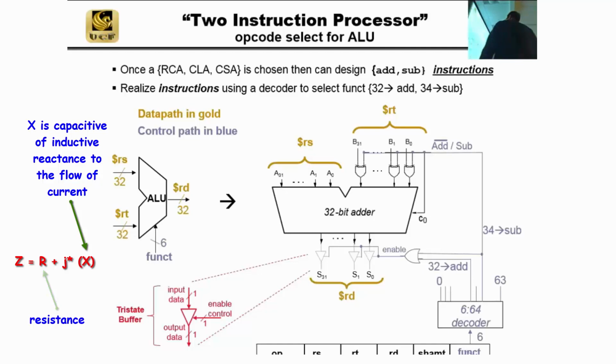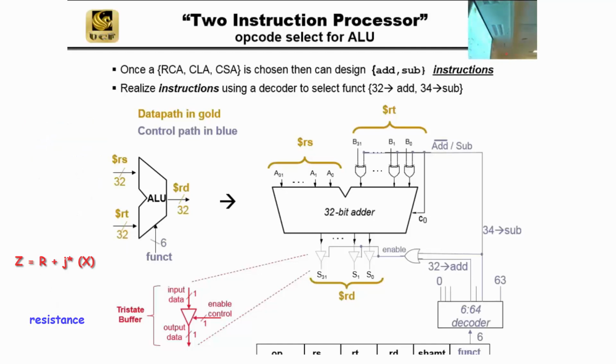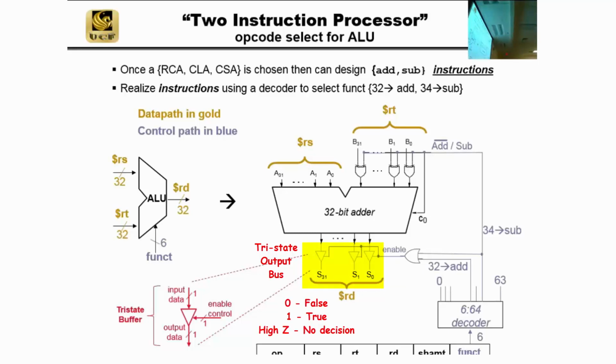So when we use high impedance here, what we're doing is in a Boolean circuit adding 3 states. 0 is logic 0, 1 is logic true, and this means no decision, no decide. Okay, high Z means I'm not talking.